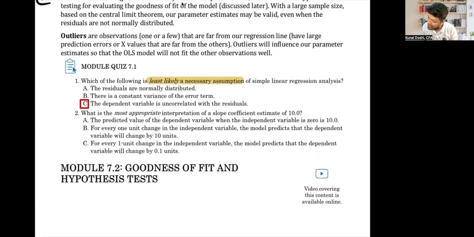What is the most appropriate interpretation of the slope? The slope is beta of 10. Guys, beta of 10 means what? If the market increases by 1, the stock will increase by 10, isn't it? So if the independent variable increases by 1, the dependent will increase 10 times. Clear? Can you tell me A, B, or C? The predicted value of the dependent variable when the independent variable is 0 is 10. For every 1 unit change in the independent variable, the model predicts that the dependent will change by 10 units. Yes, everyone? Correct. B is the right answer.